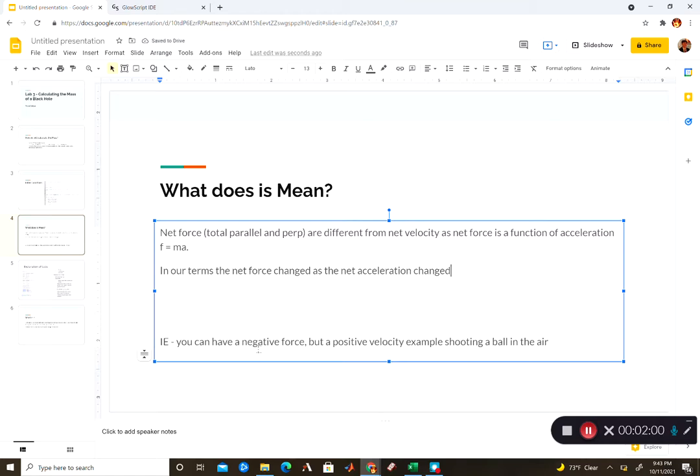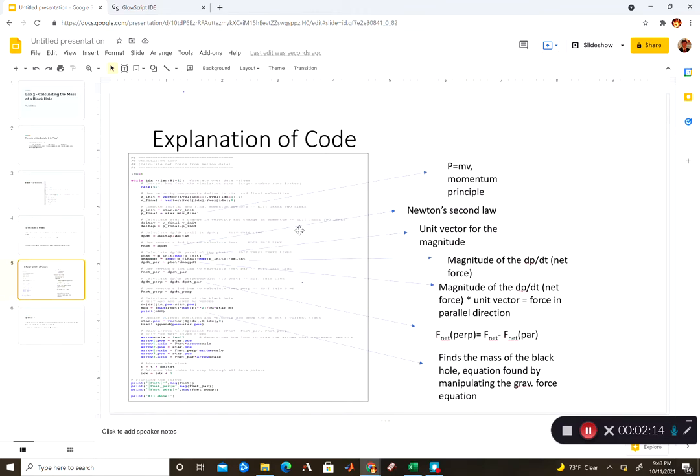So you can have a negative force but a positive velocity. A good example would be shooting a ball in the air. It's still a negative force, but it is a positive velocity. So here's an explanation of the code.